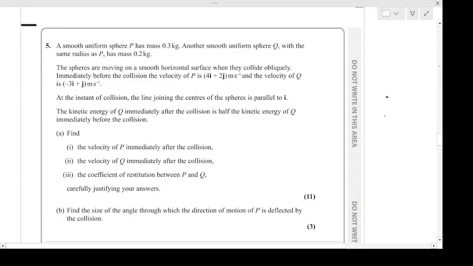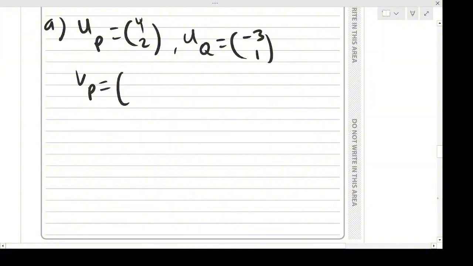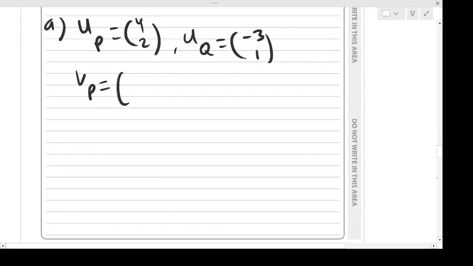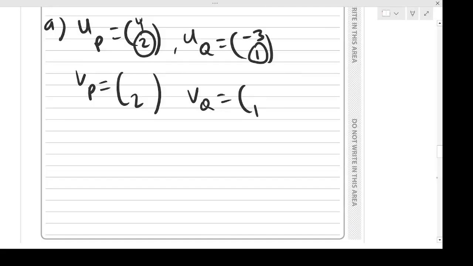I'm not told any final velocities. Now remember, with oblique collisions, everything acts along the line of centers. Everything acts parallel to the line of centers. So if everything is parallel to I, then J has to remain the same. So my J components have to remain the same. For P, if the J component is 2 before, it's still going to remain 2 after. Likewise for Q, the J component is 1, so it's still going to remain 1.